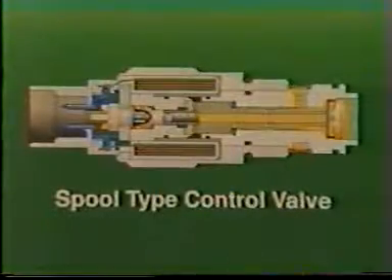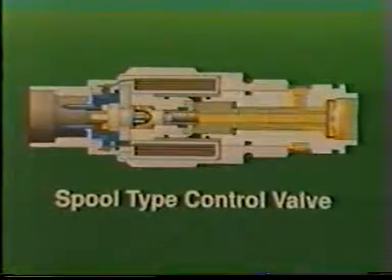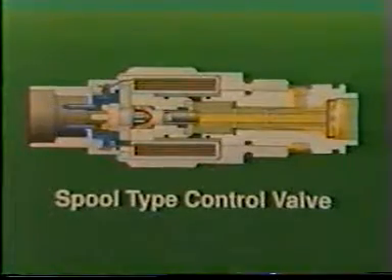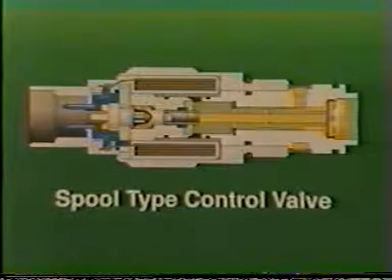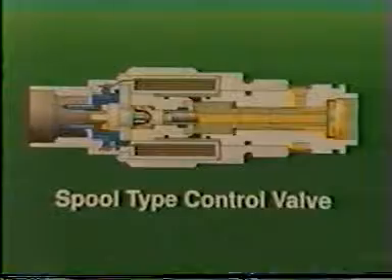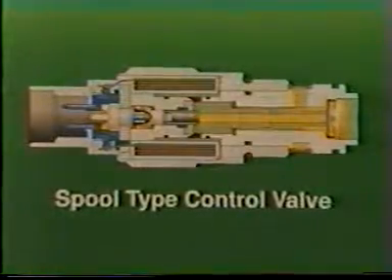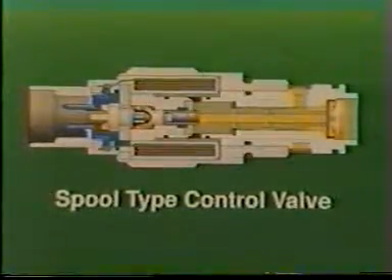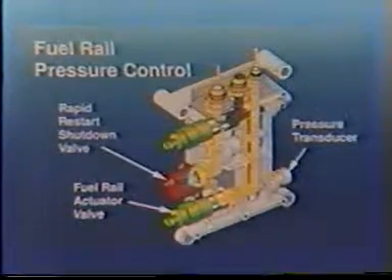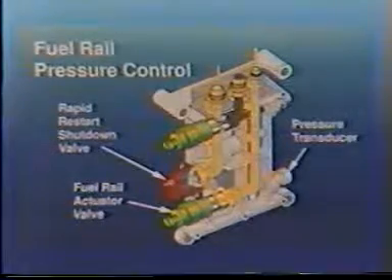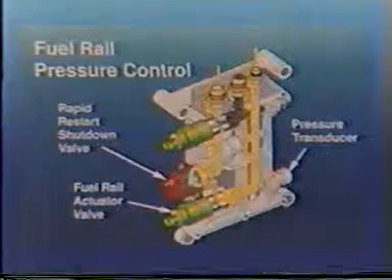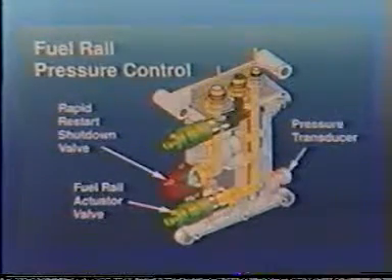The actuator is an electronically controlled spool-type control valve. The coil receives a PWM signal from the ECM. Depending on the signal from the ECM, the spool will move to the left, uncovering the inlet port and allowing fuel flow. The fuel rail pressure sensor monitors this pressure and sends this information to the ECM. The fuel rail actuator valve has a maximum flow rate of 1,000 pounds per hour.